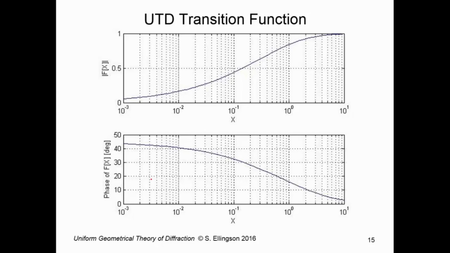Here's what it looks like. So this is a plot of the magnitude of the transition function. It's complex valued, so I'm showing just the magnitude here, as x goes from 0.001 to 10. And in general, it increases. And the phase goes from about 45 degrees to a very small number. So that's what the UTD transition function looks like.